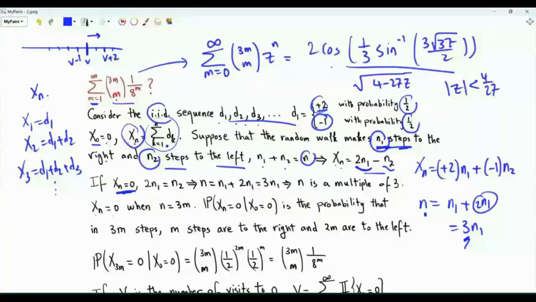The probability of the event that xn is equal to 0 is possibly non-zero when n is equal to 3 times the positive integer m. What is this probability exactly? That this summation here is equal to 0 given this initialization.